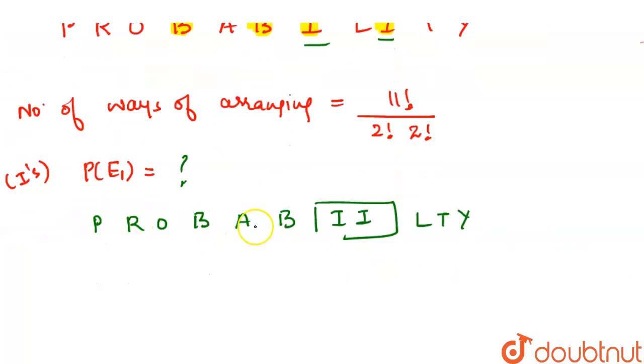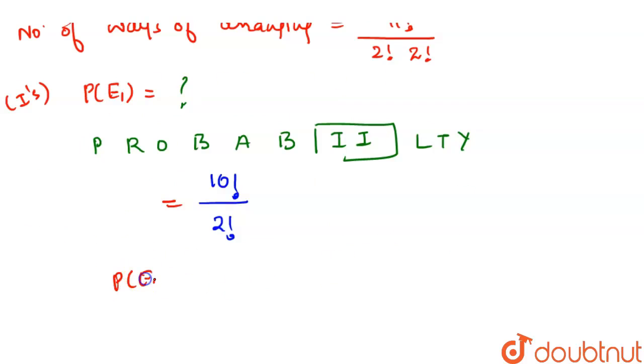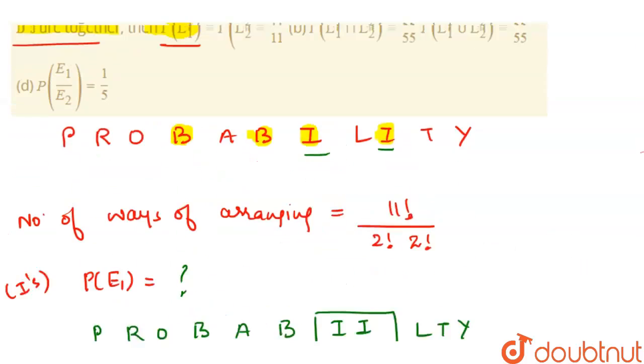Now let's see the total number of alphabets. 1 2 3 4 5 6, they cannot be arranged because they are fixed now. So 6 7 8 9 10. So 10 factorial upon, since B is repeating two times, 2 factorial. So the number of ways of arranging the word when two I's are together is 10 factorial upon 2 factorial. Now we have to find the probability of E1, that means two I's are together. So we write the number of favorable outcomes upon the total number of ways in which the letters can be arranged.